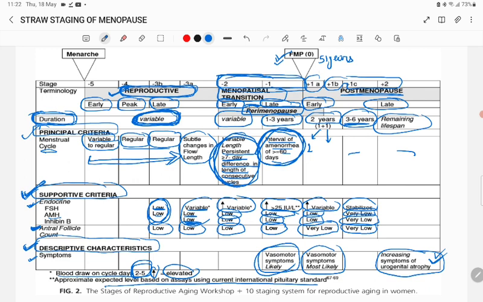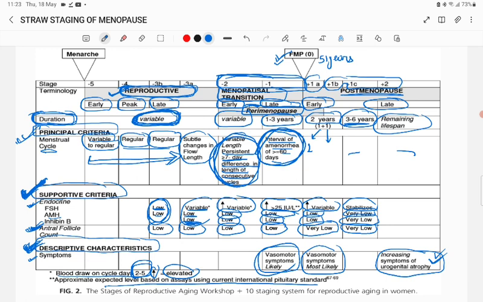There will be a principal criteria, a supportive criteria, and a descriptive criteria. In the principal criteria, the menstrual cycle length, duration, and variability. Then the supportive criteria: hormonal, endocrine, serum FSH level, serum AMH level, serum inhibin level, then antral follicle count. Then the descriptive characteristic, there will be symptoms. What are the symptoms? These you have to write within 3 points.